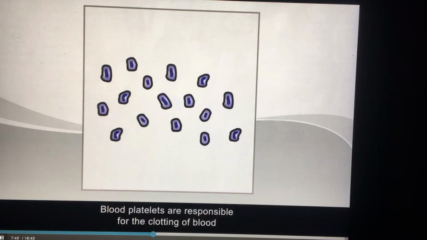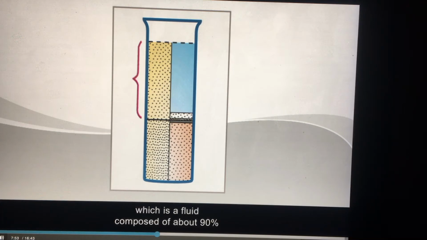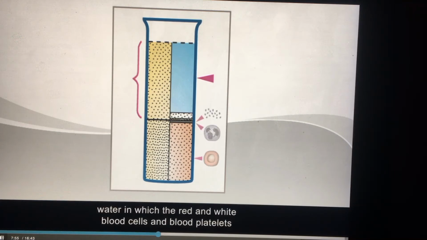Blood platelets are responsible for the clotting of blood whenever blood cells are exposed to air or rough surfaces. The final type of blood cell is plasma, which is a fluid composed of about 90% water in which the red and white blood cells and blood platelets are suspended.